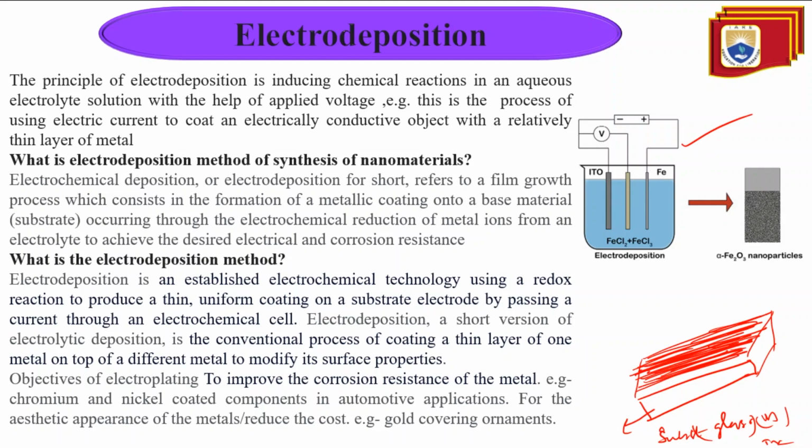So we have a cathode and an anode, which are connected to a voltmeter. And we have some electrodeposition chemicals, iron chloride and iron chloride, which is a combination. Electrodeposition is a conventional process of coating a thin layer of one metal on top of a different metal to modify its surface properties.